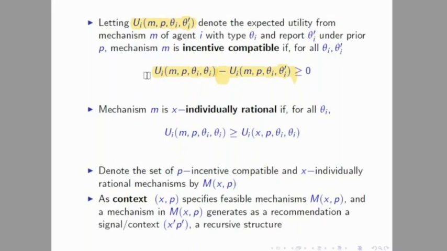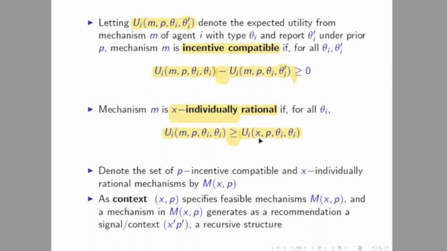Now, if that is the case, then the mechanism is incentive compatible. It is individually rational, given the status quo outcome X, if the mechanism generates at least as high a payoff under truthful reports as the outcome X gives agent i under type theta i with belief P of the other agent's types.